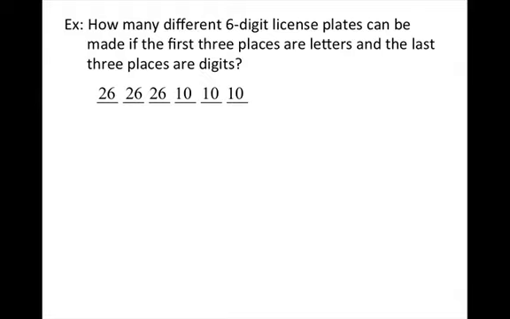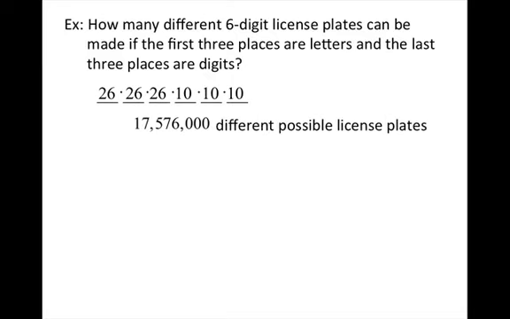Now the letter I pick for the first position doesn't affect the letter I pick for my second position, so these are independent. I can apply the multiplication principle and multiply these. When I multiply this gives me 17,576,000 different possible license plate combinations.